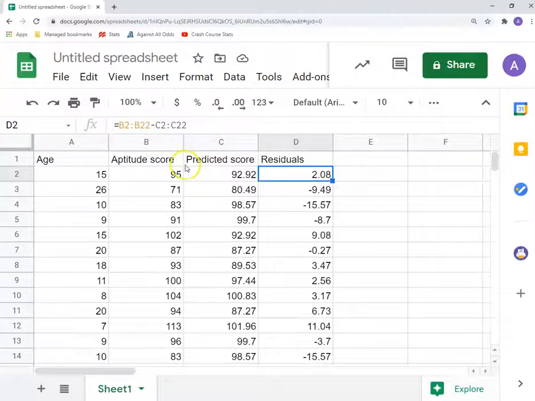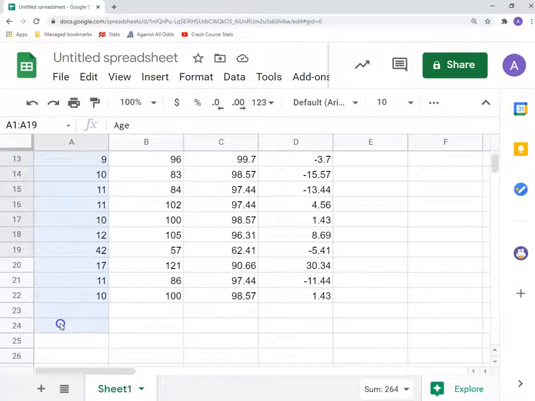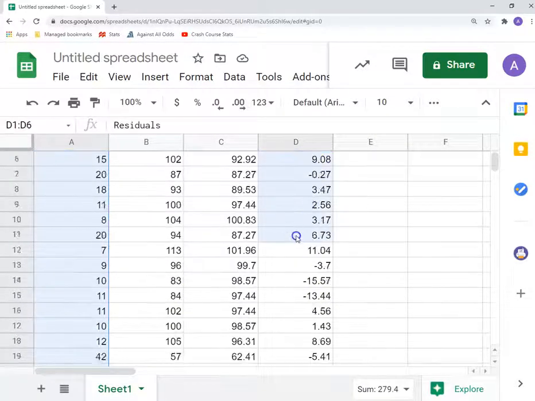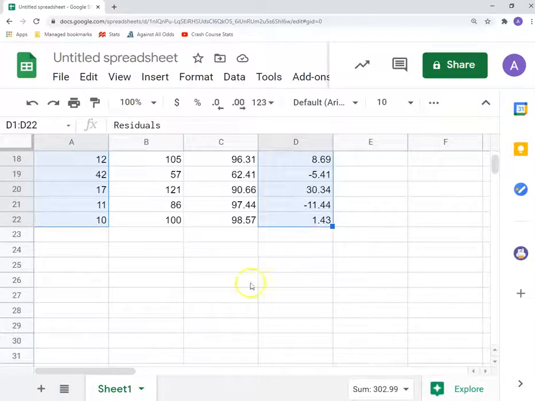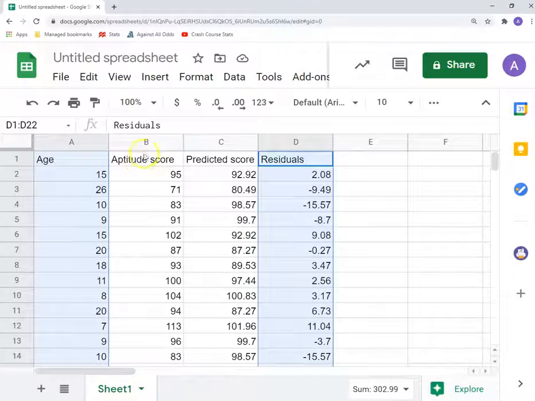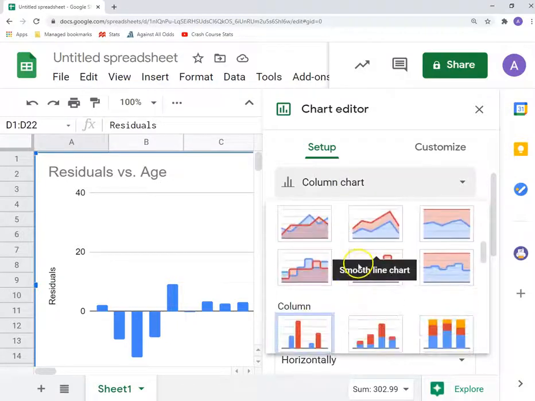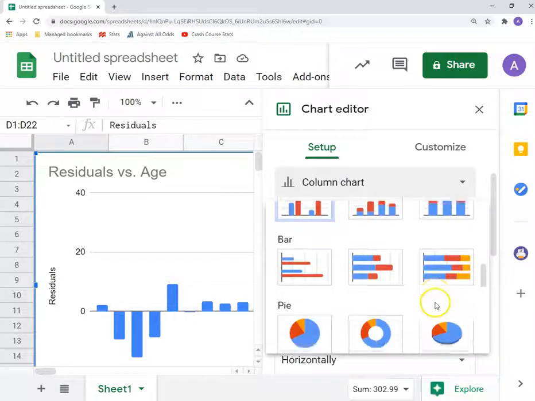And then to make our residual plot, we want age, so the first column, and residuals. So you're going to highlight age, and then go over and hold down the control button while you highlight the residuals so that you have your two columns highlighted. And then just like making a scatter plot, go into insert, chart. Mine has a column chart as its default, so I'm going to change that to scatter. There it is.